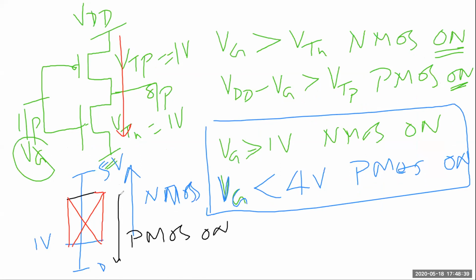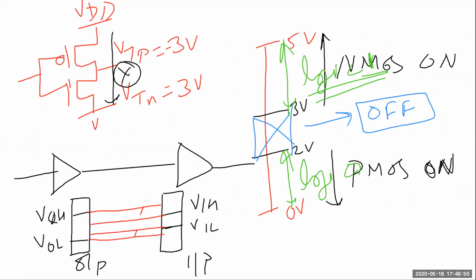I'm not sure how correct I am, but that's my understanding, because if the NMOS is not on, then we cannot say there is a logic 1. Are you getting my point, sir? Yeah.